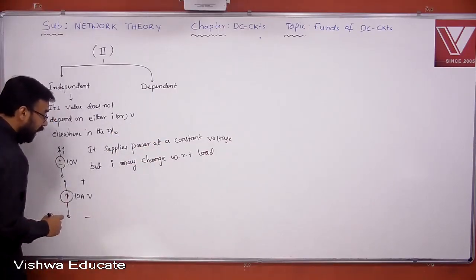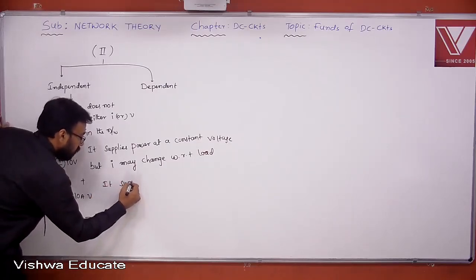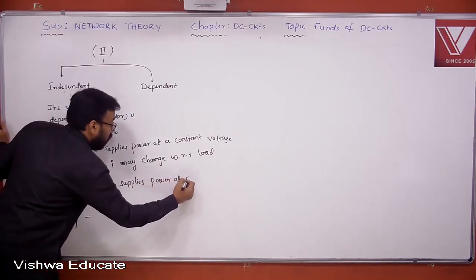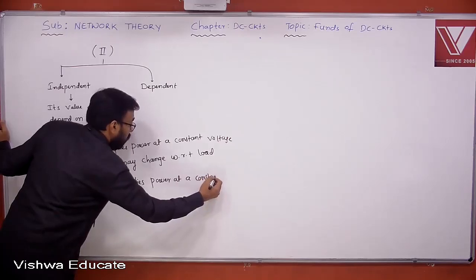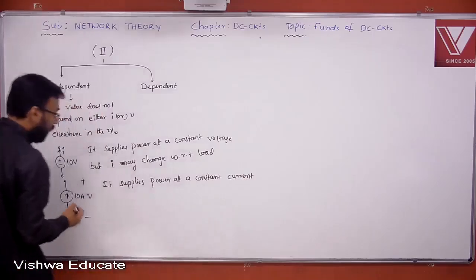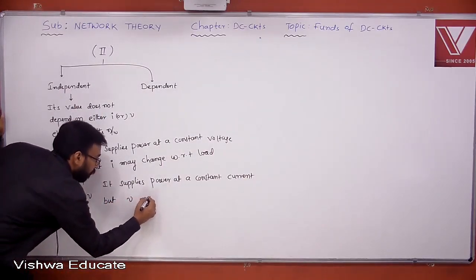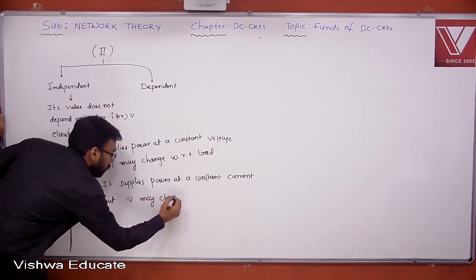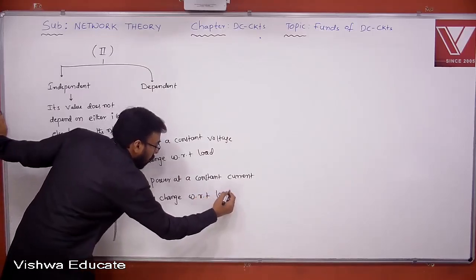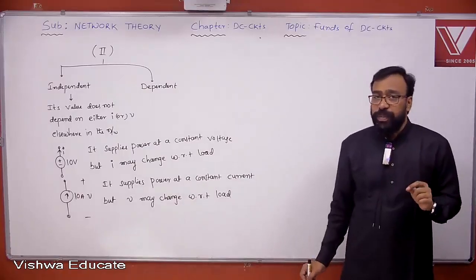That is why, what is the independent current source? Exactly, it supplies power at a constant current, but voltage V may change with respect to load. This is the way you define the independent voltage source and independent current source.